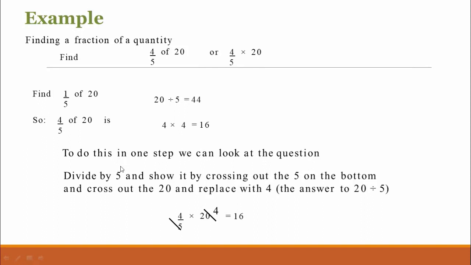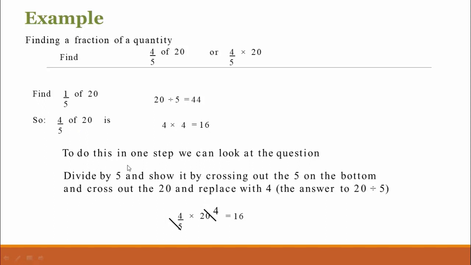To do this in one step, we can look at the question: divide by 5 and show it by crossing out the 5 on the bottom and crossing out the 20 and replacing it with 4. The answer to 20 divided by 5 is 4. So in this example, you see here 20 divided by 5 is equal to 4. 4 multiplied by 4 is equal to 16.